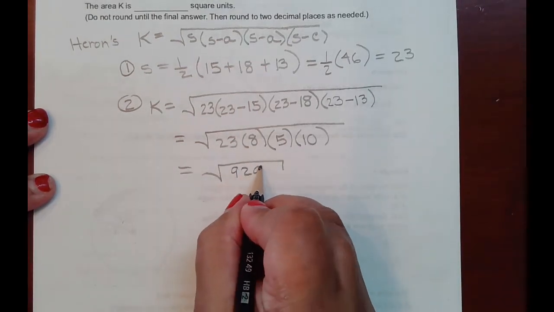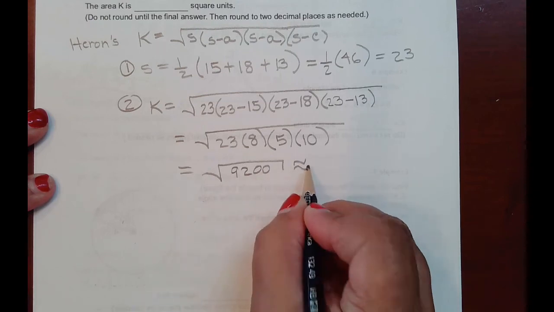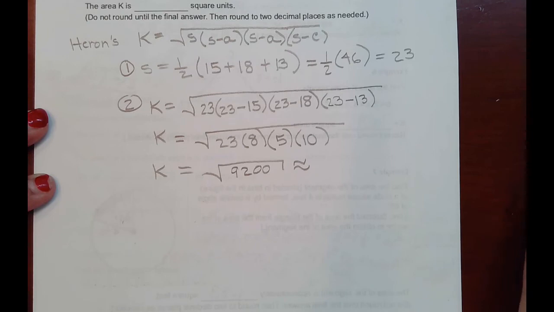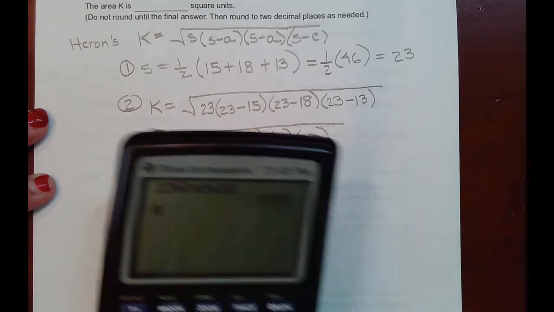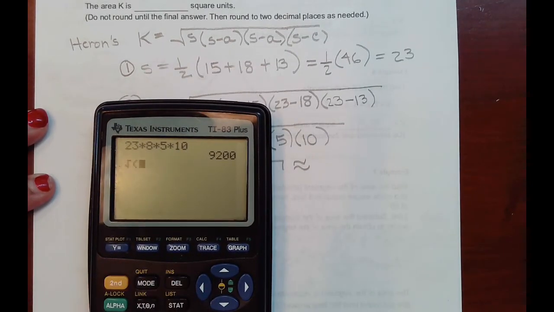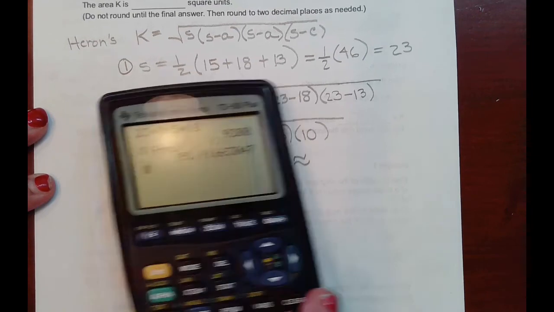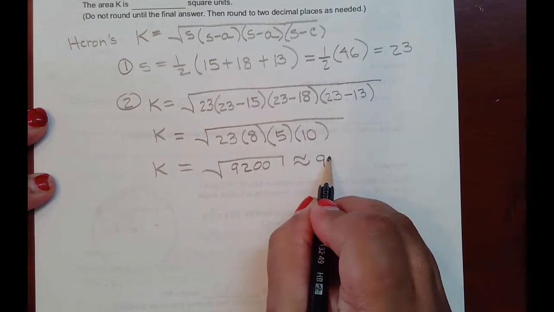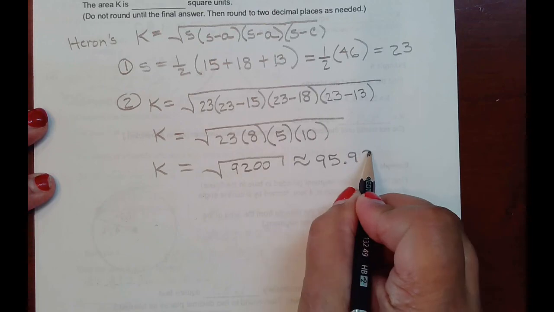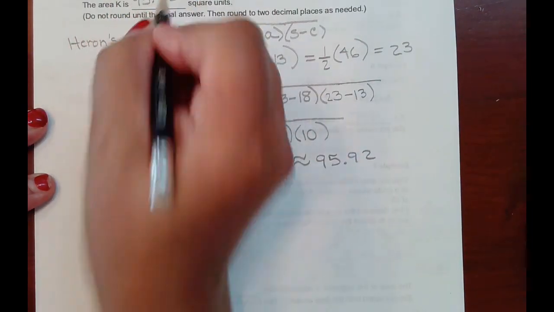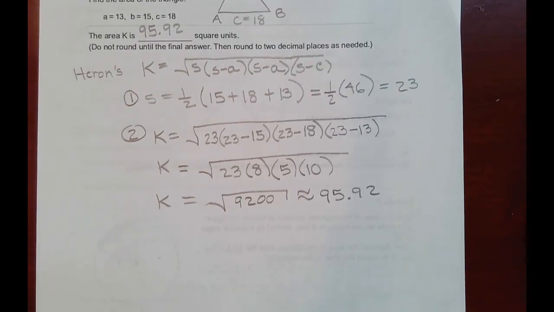And then finally we can approximate it once we take the square root. And we're going to be rounding that to 2 decimal places again. So square root, toss in that answer, and we get 95.92. Okay, and that completes your examples for section 8.4.